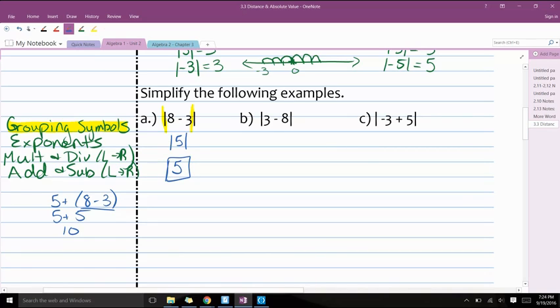Okay, on B, a lot of people again want to say, oh, I'm going to take the absolute value of each. Nope, first simplify what's inside. So what's 3 minus 8? Negative 5. Okay, well, the absolute value of negative 5, how many spots is it away from 0? 5 spots. Okay, go ahead and try C, this last one, on your own.